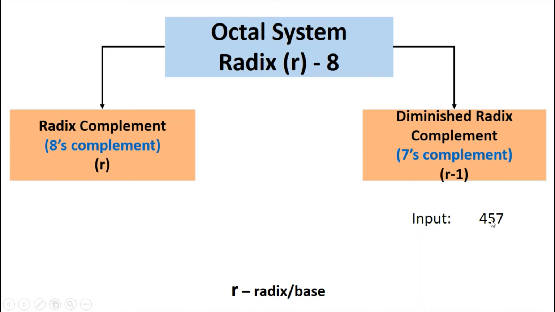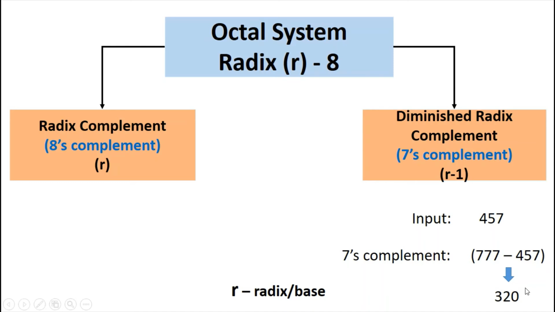Now for this input, I want to find the diminished radix complement. So ultimately I need to take the 7th complement. That means I need to subtract this number from 777. Since this is a 3-digit number, we need to write the 7 three times, like 777 minus 457. By doing that we get the value 320.